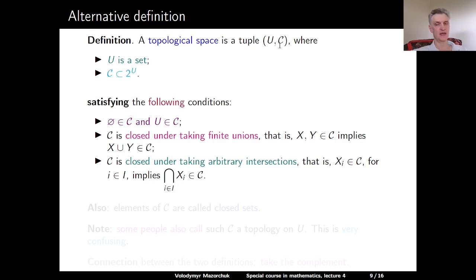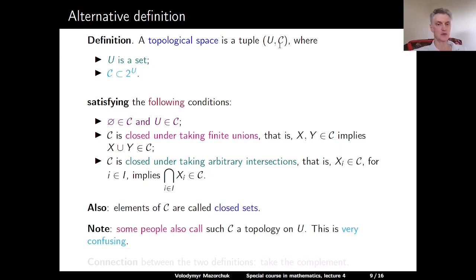That is, given a collection x_i of elements in C, the intersection of all these x_i's belongs to C. And all elements of this collection C are called closed sets. Let us note that some people also call this C a topology on U, and this is very confusing. One should, to the very least, say that C is a collection of closed sets.